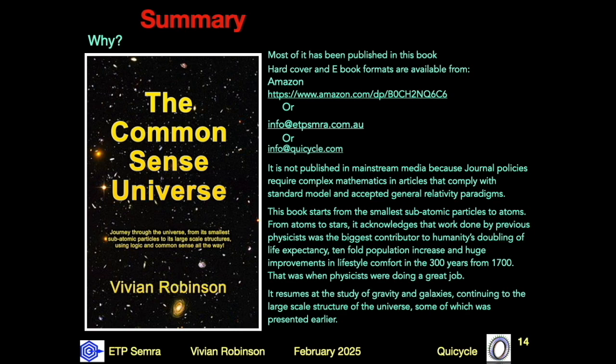The Common Sense Universe resumes the study of gravity. From there it goes on to the study of galaxies, and it concludes with the large-scale structure of the universe. Some of that has been presented earlier. There is another reason why much of it is not published. In the early 20th century, it was possible to submit papers with complex maths that nobody understood. If they made a testable prediction and showed they matched known unexplained observations, they had a high probability of being published. It applied to Einstein's Foundations of General Relativity paper.